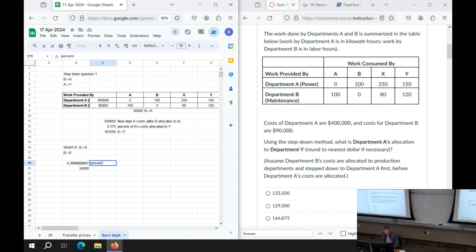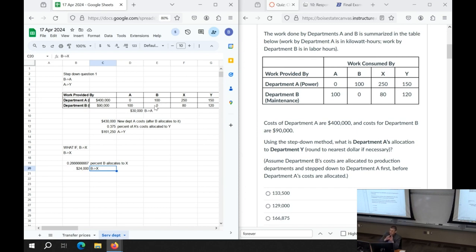This is the percent B allocates to X, right? So this is B to X in dollars. We can make it nice, pretty dollars. Okay, that's a little simpler. We have to remember.